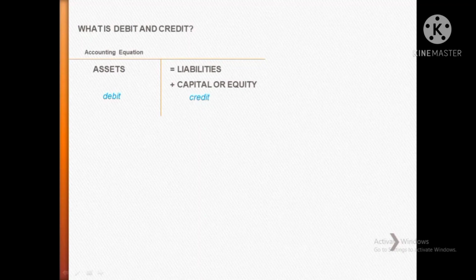Sir, okay, we have familiarized ourselves already with the assignments. However, what is really the meaning of debit and what is the meaning of credit? Okay, let's make it simpler.